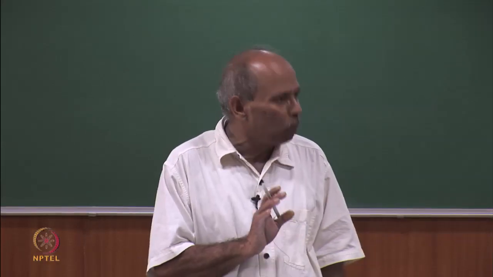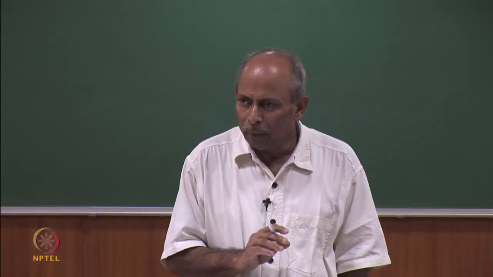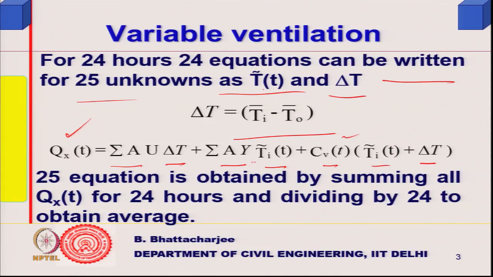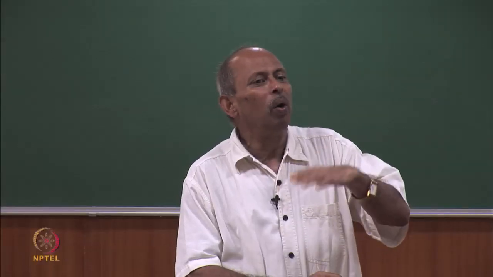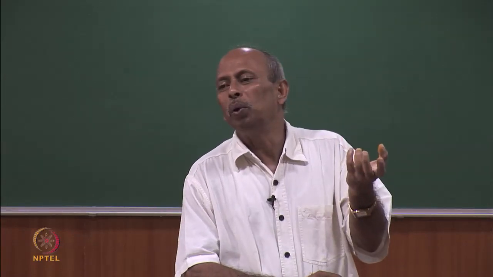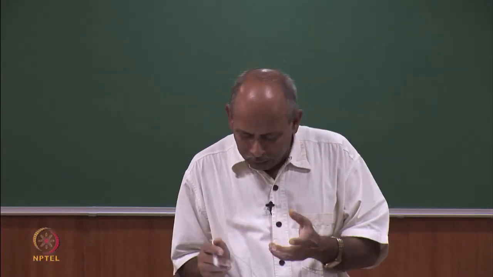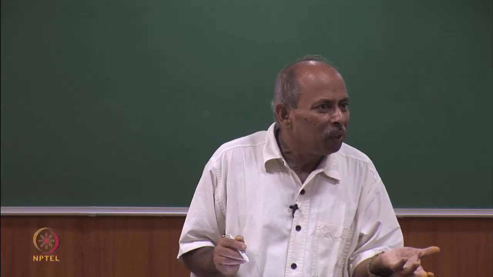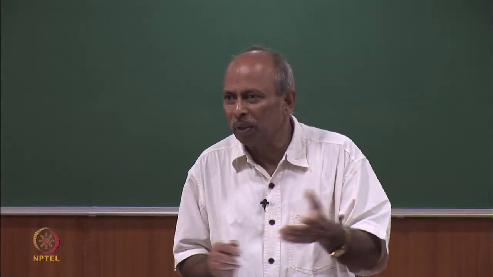If I sum up all those 24 hourly Qx terms, what will happen? I will have sigma Ai plus the sum of Tit for i going from 1 to 24. What will be this value? The sum of fluctuations for all 24 hours is equal to 0. So if I put this equal to 0, that becomes the 25th equation.